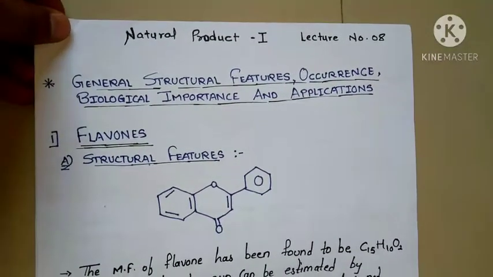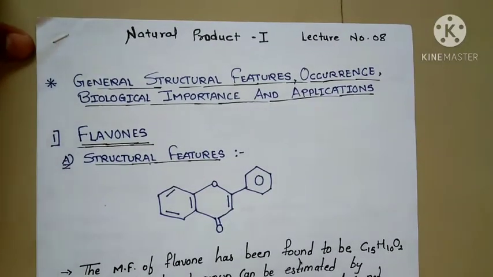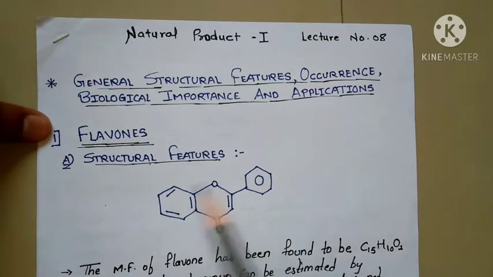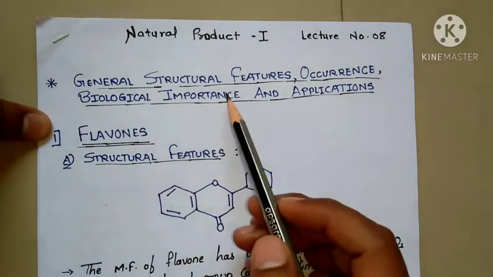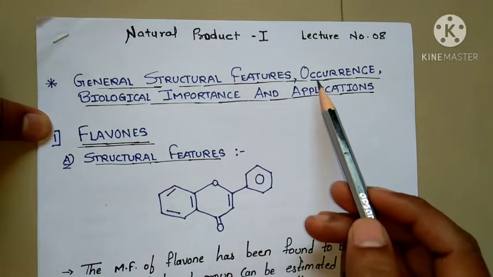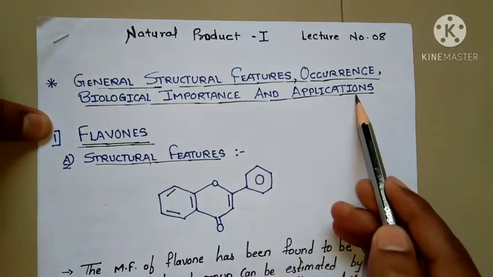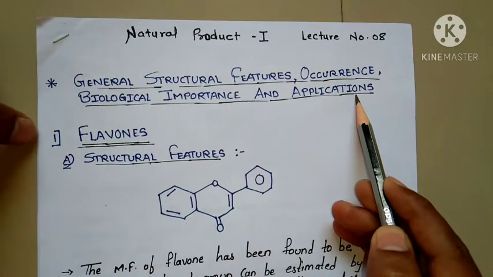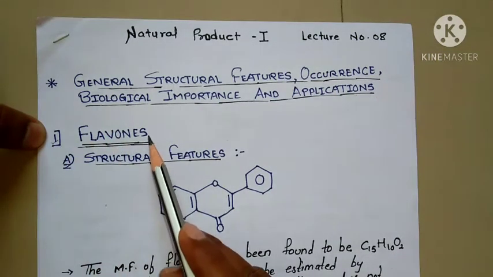Good morning all of you. So today we are going to start lecture number 8 from Natural Products 1. Your next topic is general structural features and occurrence, biological importance and application. Let us see the first one, that is flavones.